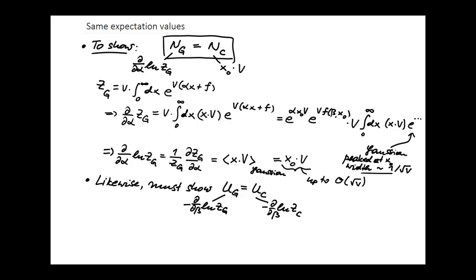In the left case, this is at constant alpha and volume, and on the right this is at constant particle number and volume. So this you should also show, that the energy expectation values are the same. And you can proceed exactly with the same logic as above.